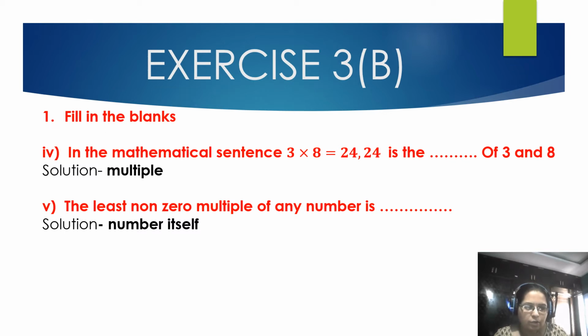Fifth bit. The least non-zero multiple of any number is dash. Least non-zero multiple of any number is the number itself.